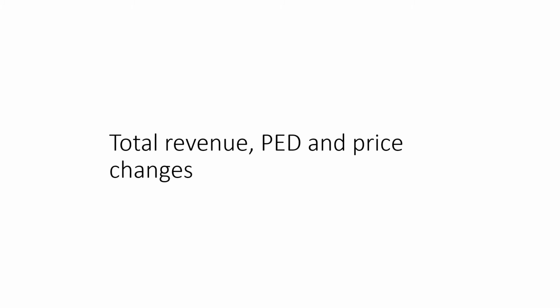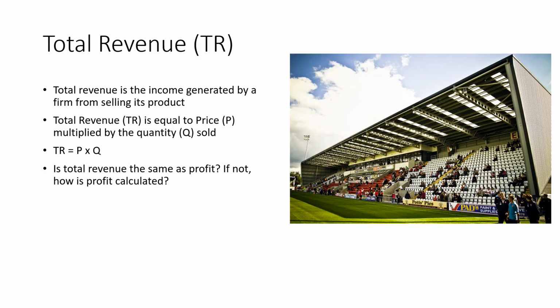Okay, so what we're going to look at now is total revenue, price elasticity of demand, and price changes. This is quite an important topic. So I think the first thing that we've got to do is just make sure you know what total revenue is. Total revenue is the income generated by a firm from selling its product, either a good or a service.